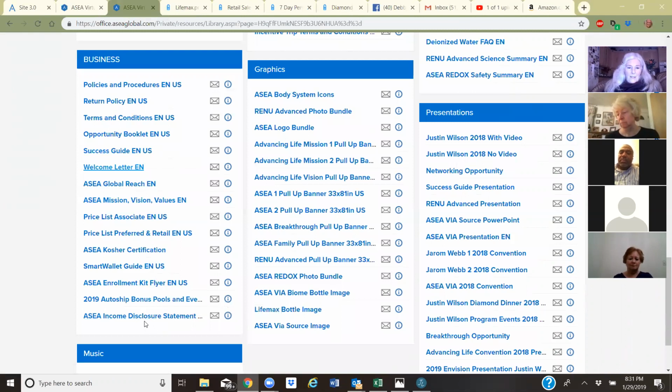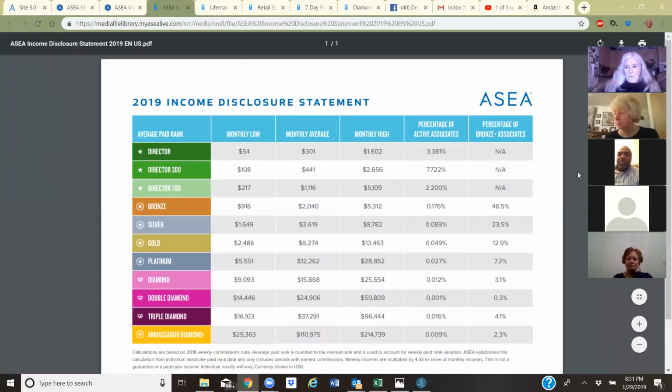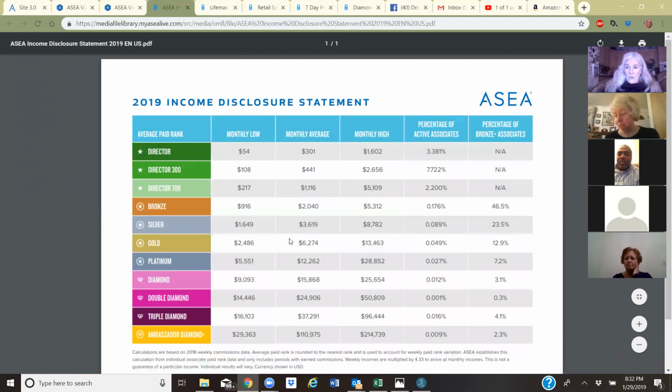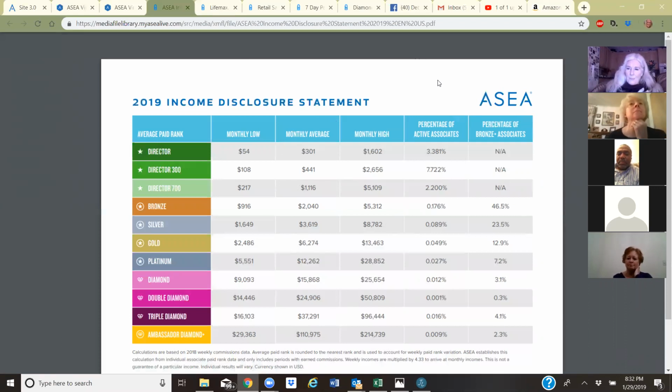Here's bonus pools, income disclosure statement. This is the new statement. I hope everybody, that's under business, and I hope everybody's seen this one. If you were at Envision, you saw it, and they just went over this with us on our diamond call. And so it didn't matter what the lifetime rank was, just so you know this. They took whoever was being paid. We have about 26,000 people that are being paid in ASEA, basically, because that's all the people that want to do the business so far. Not very many. There's a lot of people out there.